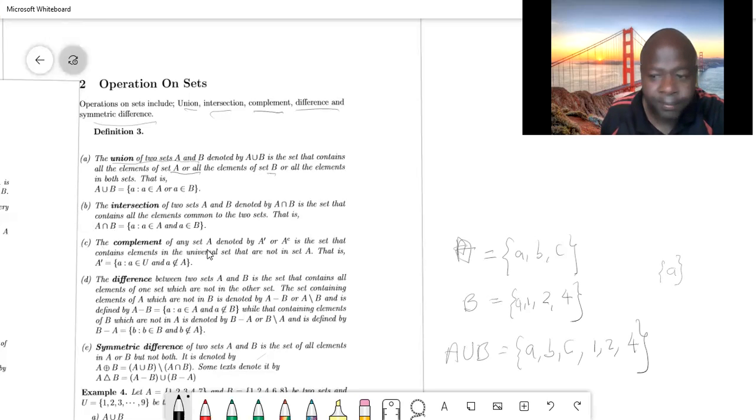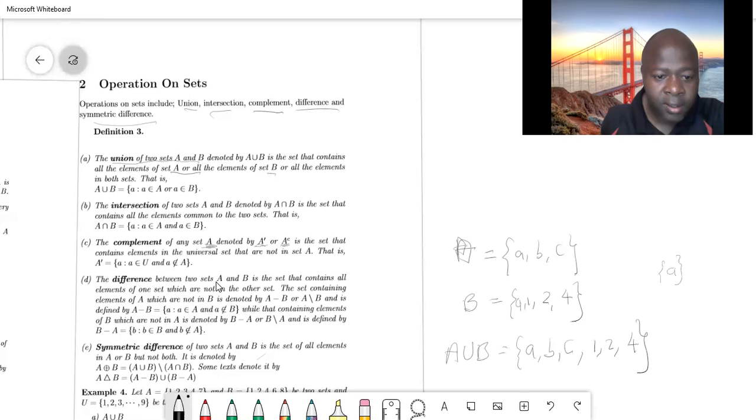The complement of a set: these are the elements of the universal set which are not in the set. So supposing I'm talking of the complement of A, the complement of A will be the elements in the universal set which are not contained in A. And we denote it by this or this. This means A complement, or A complement. That's how I'll be denoting it in this course.